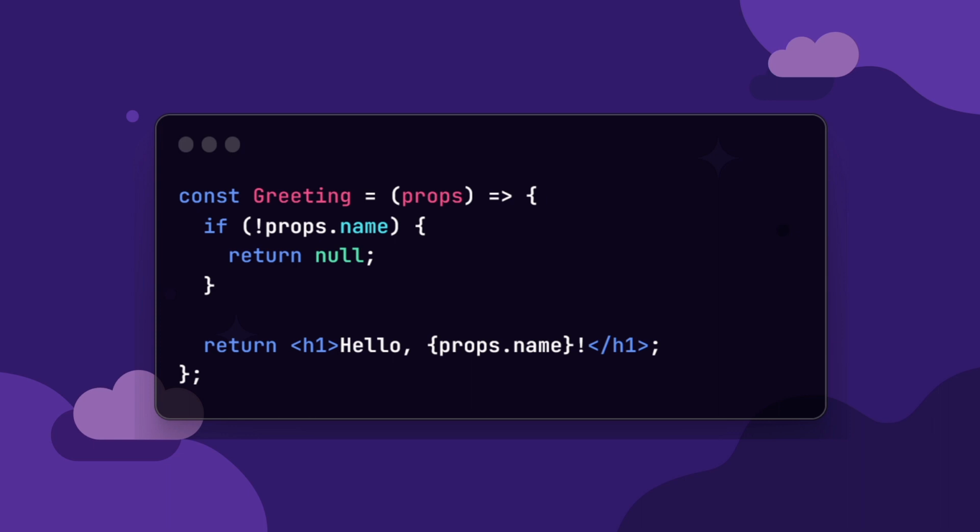Consider this example. If the name prop is absent, the component returns null, effectively preventing the rendering of the h1 element. Conversely, if the name prop is provided, the component proceeds to render the h1 element containing the greeting. This constitutes the conventional approach to achieve the behavior.